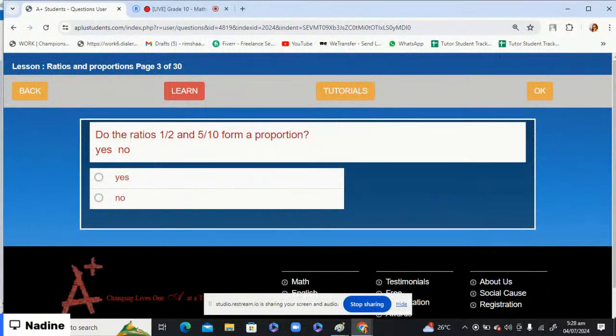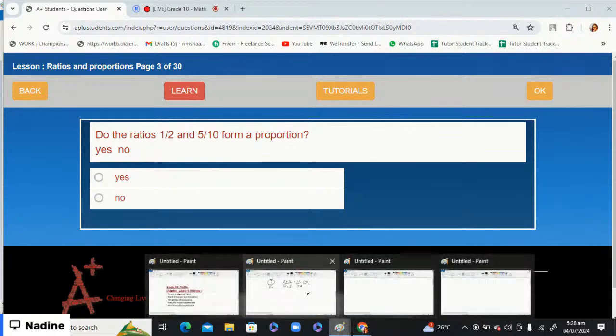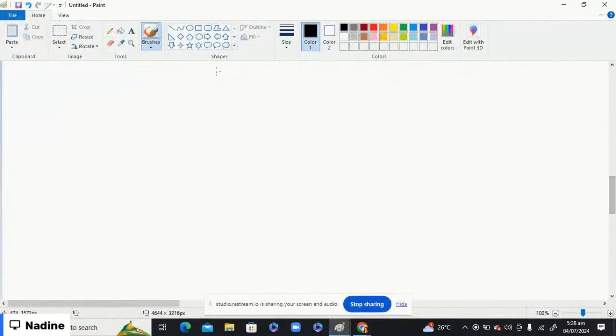Okay, do the ratios 1 by 2 and 5 by 10 form a proportion or not? Let's check. So 1 by 2 and 5 by 10. Look at these two. Where is the common denominator? Which one? That is 10. Make 1 by 2 have the common denominator equal.